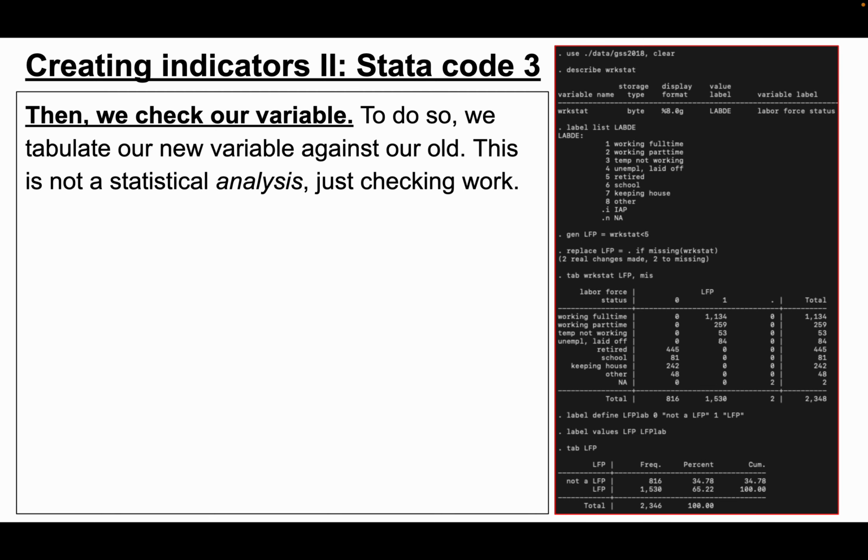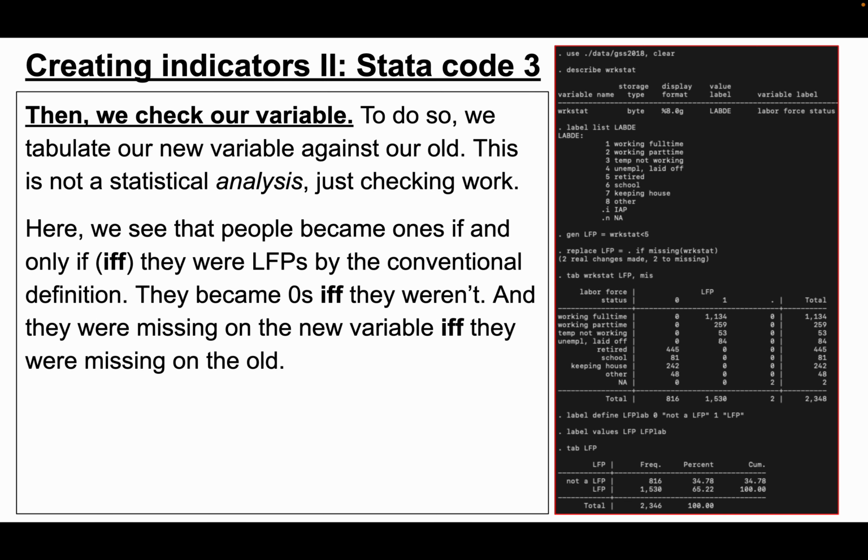So then we want to check our new variable. To do so, we tabulate our new variable against the old, so we actually just make a two-way table, but here we're just checking our work, so this is not a statistical analysis proper. So note that people became 1s here on this labor force participation variable if they were working full-time, part-time, temporarily not working, or unemployed and laid off. That's the only way people became 1s, right? So none of these people down here became 1s, and none of these people down here became 1s, so that's good news.